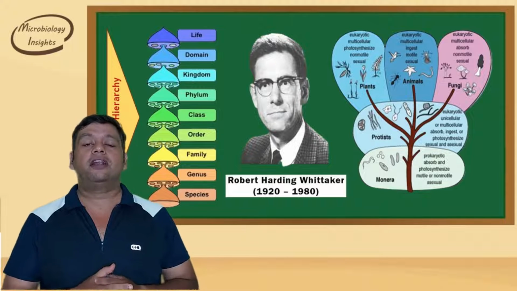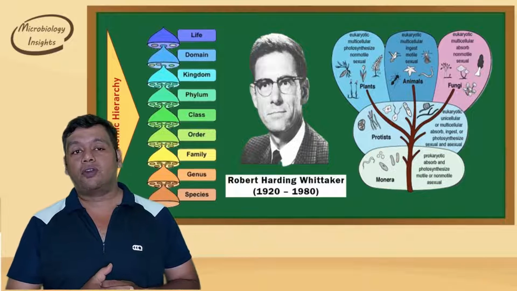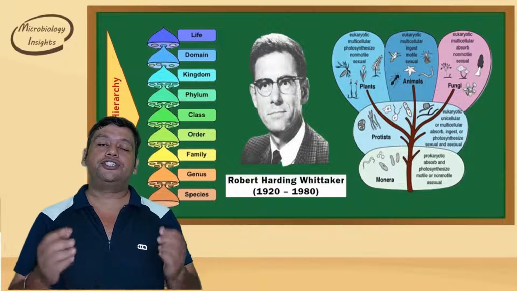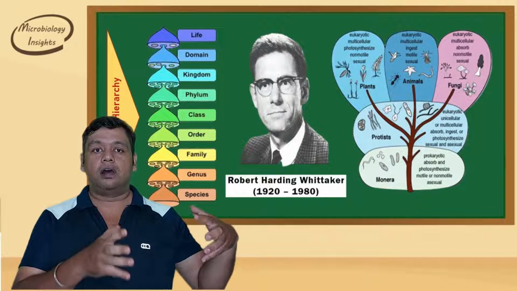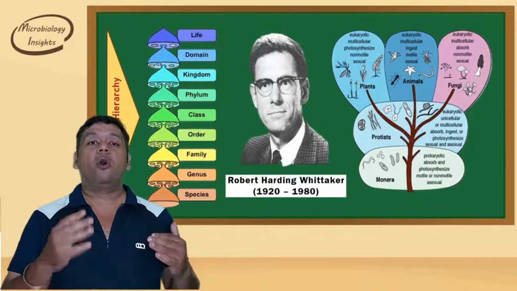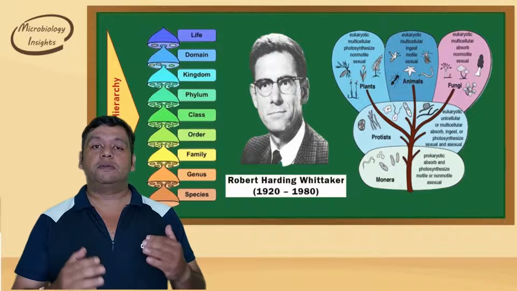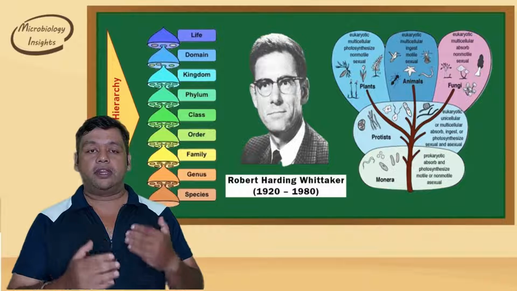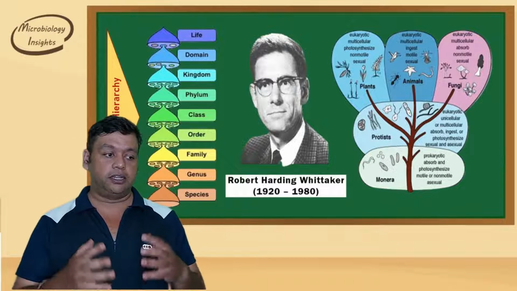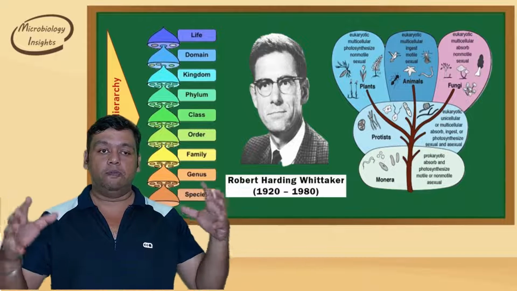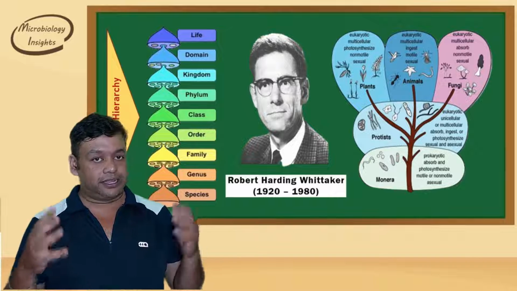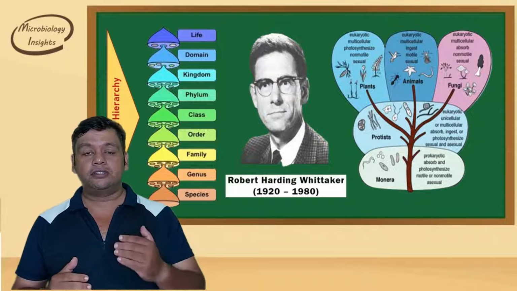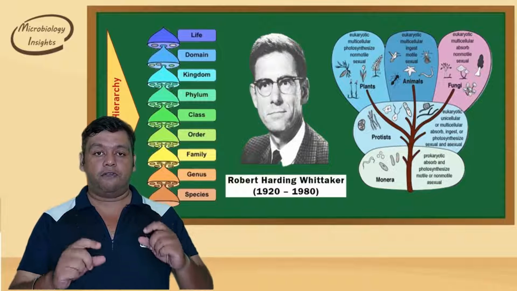There was an American plant ecologist, Robert H. Whittaker. Taxonomically, he differentiated living organisms into five kingdoms. When we talk about taxonomy, we know that taxonomy is basically grouping organisms. There are certain hierarchies which are followed while classifying organisms. The biggest group is the domain, followed by the subgroup kingdom, followed by the phylum, the class, the order, family, genus and species. So species is the unit of taxonomy.